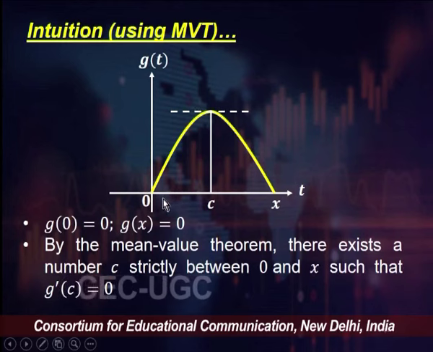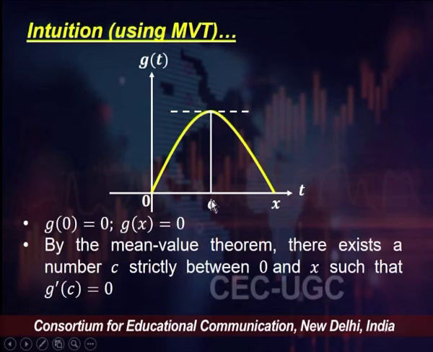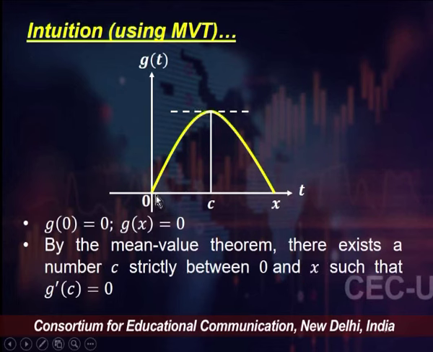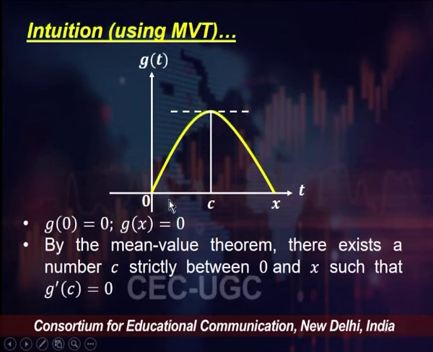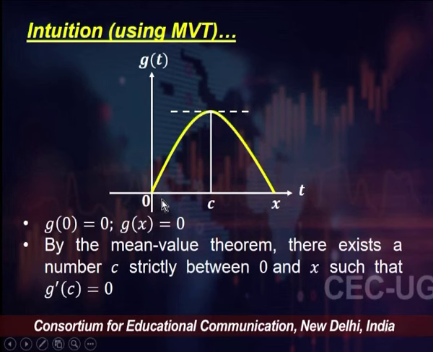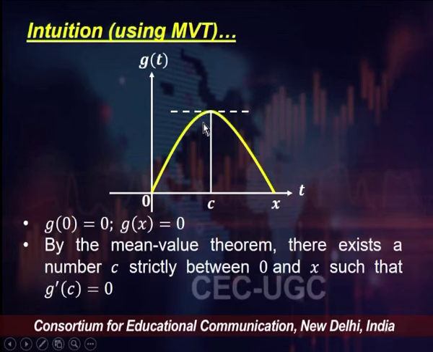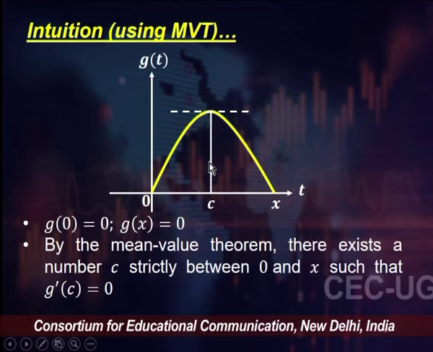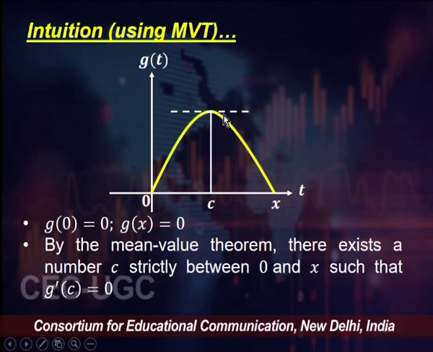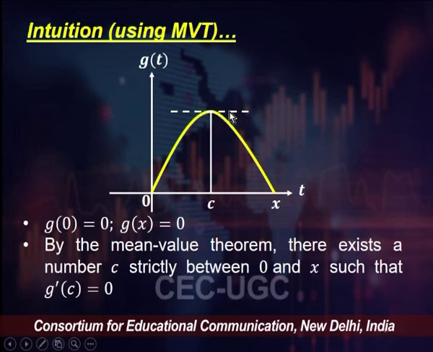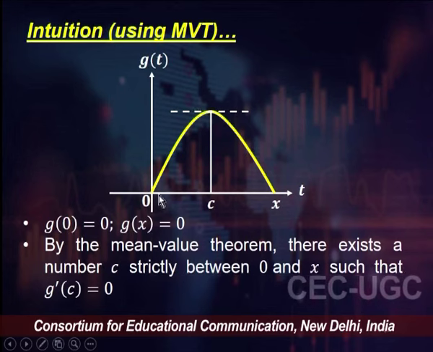Since the value of g of 0 and g of x is 0, I can connect both these points, the values of the function, by a straight line segment, and you can see here the slope of this line segment is 0. What the mean value theorem is saying is that I can always find some point on the graph such that if I were to draw a tangent to the curve at that point, the tangent would be parallel to this line segment that joins the two endpoints. And this is exactly what we have here.